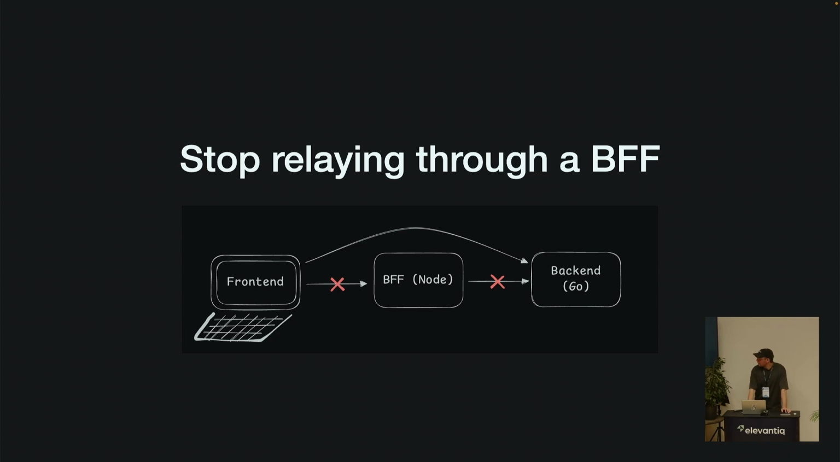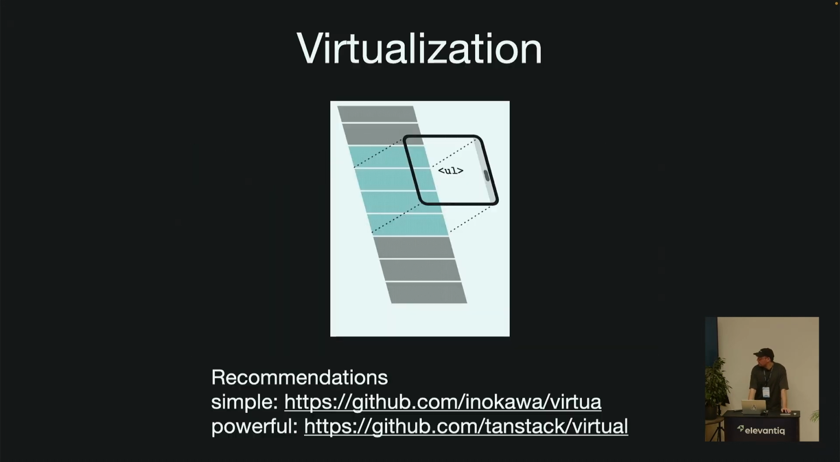The next big problem we had was that rendering in the front end just got really slow. That one is kind of the easiest thing. We started virtualizing. If you've never virtualized before, all it means is you install a library, and if you have a long list, it renders the items that are in the viewport and a couple up and a couple down instead of all of them.